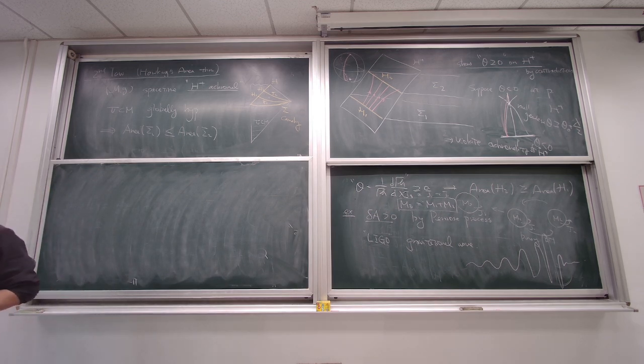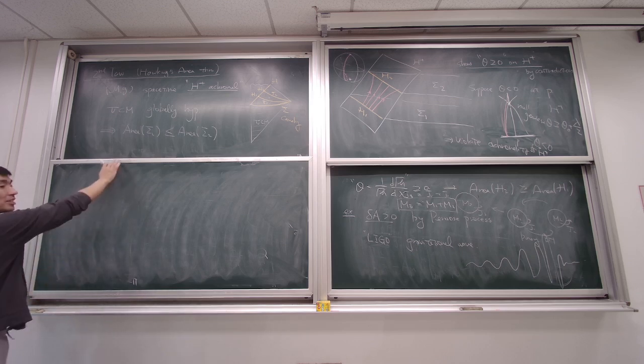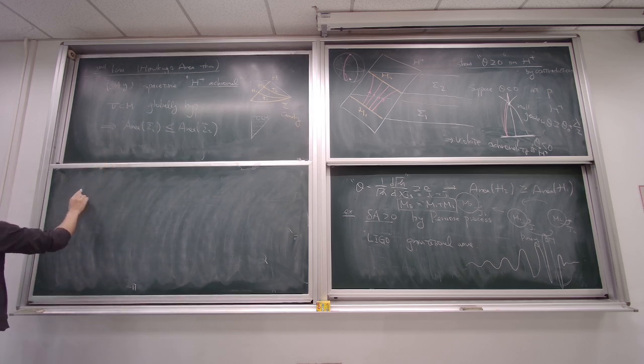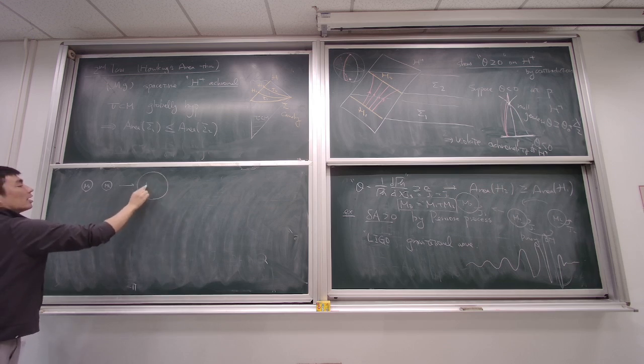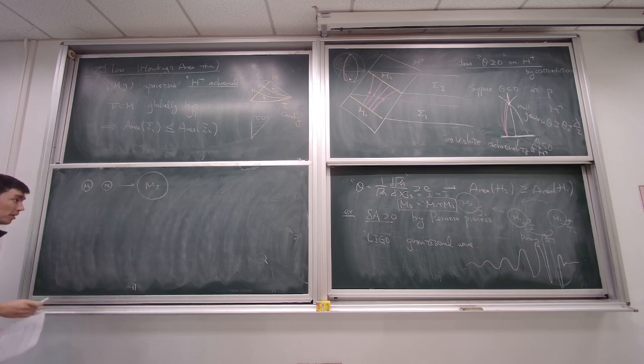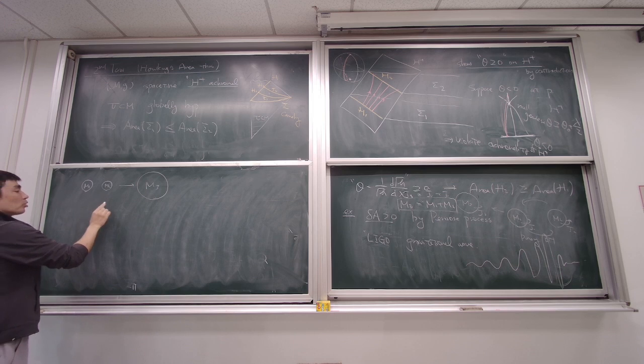But let me do this calculation. It's complicated, so let's do a simplified calculation. So m1 and m2 are merged to m3, like this. In this case, both are Schwarzschild.